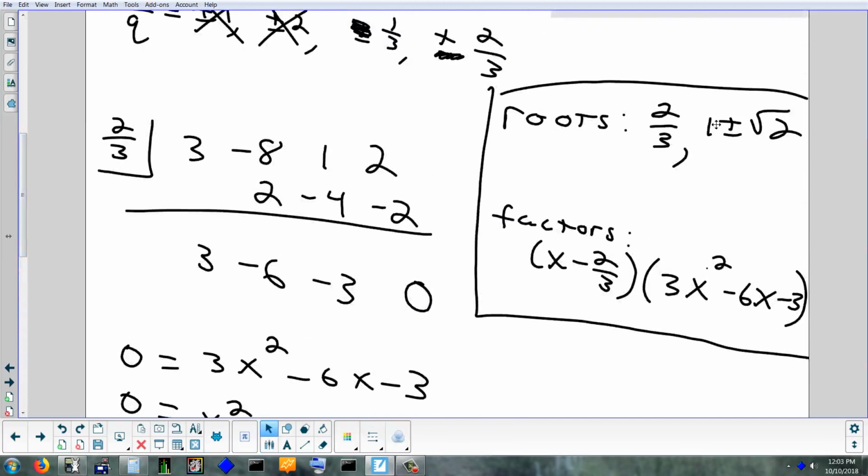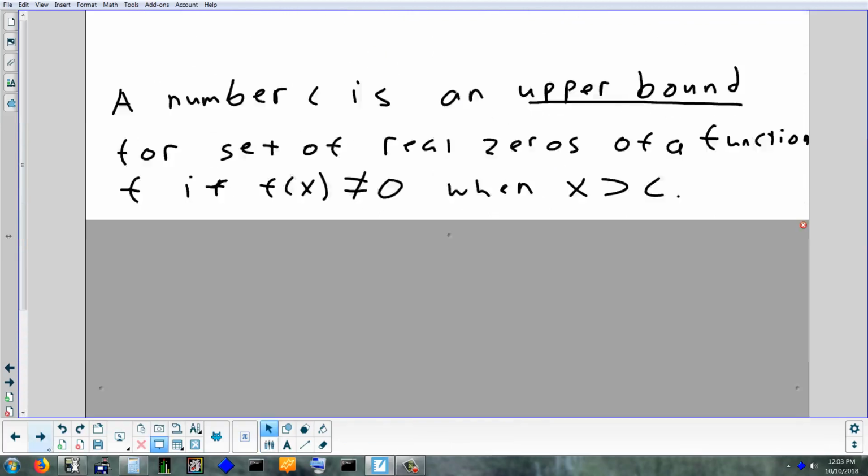Okay, so we'll take a look at that more tomorrow in the homework. But I think if you understand synthetic division, that's the key for pretty much every problem.